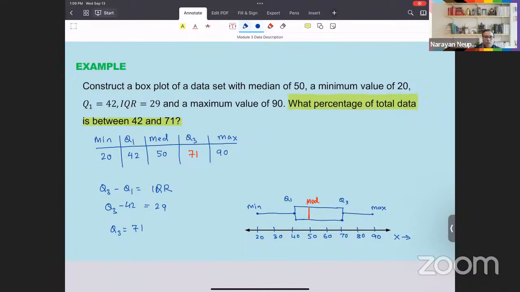Here, we want the amount of data between 42, which is Q1, up to Q3. So how much data is there? This is 25%, 25%. What is that equal to? 50%. You can also show this in the box plot if you want. 25, 25, 25 there, so that you know that this is 50%. 50% of data is between 42 and 71. So that is how you can find those values.